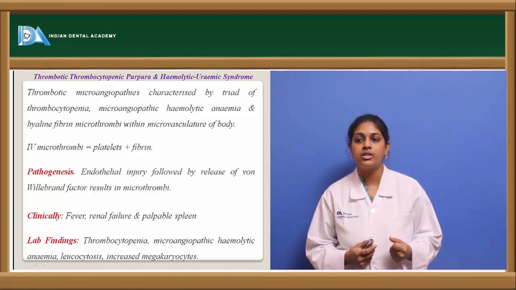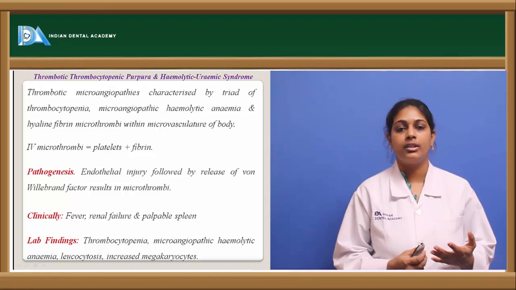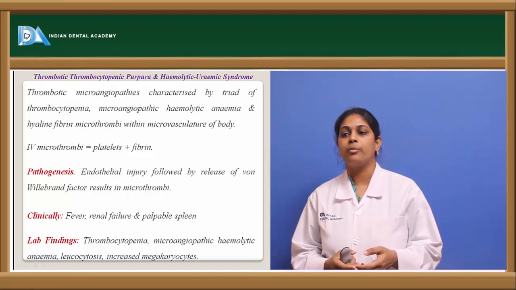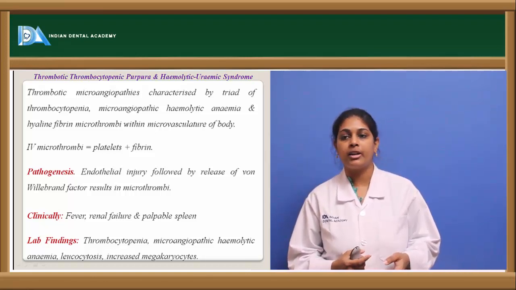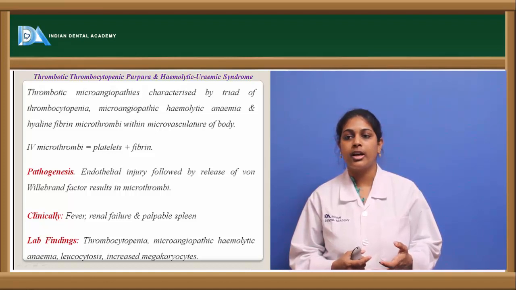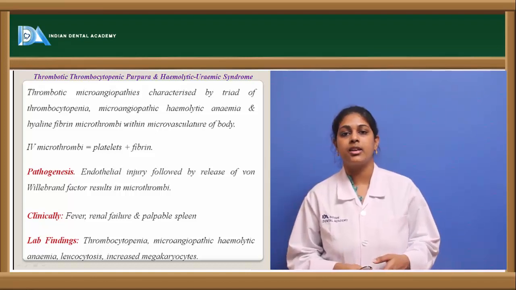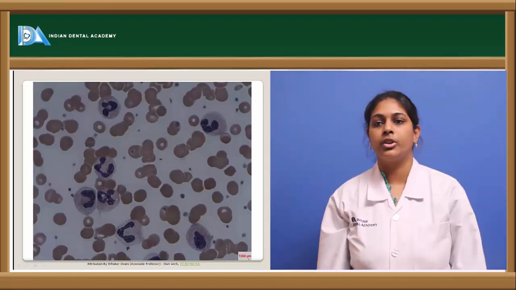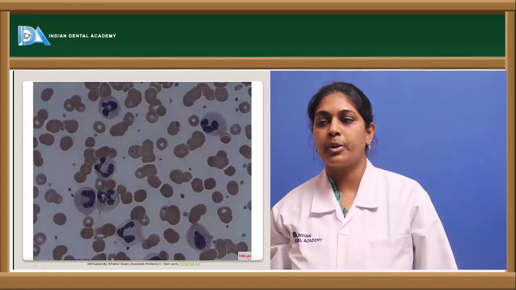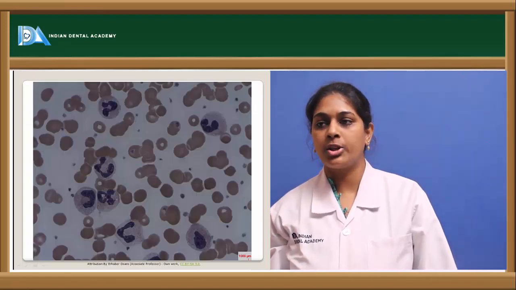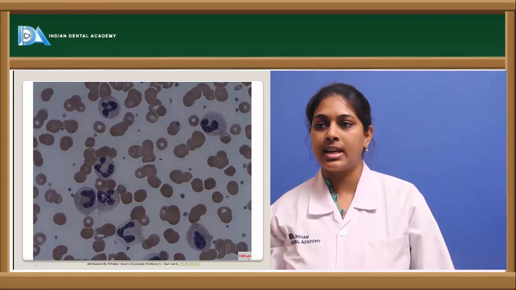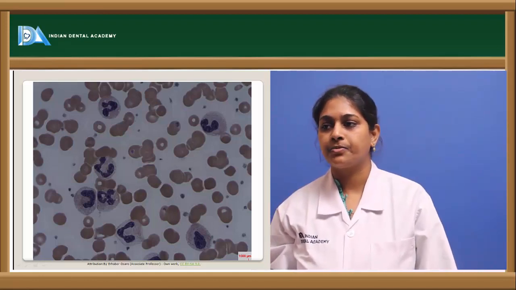On laboratory examination, that is in peripheral blood examination, patients show a reduction in the platelet count, that is thrombocytopenia. Other than that, a patient might show microangiopathic hemolytic anemia, leukocytosis, that is an increase in the leukocyte count, and increased megakaryocytes. There is a picture showing the platelet count in cases of thrombocytopenic purpura, showing rouleaux formation as well as the presence of certain neutrophils, and there are only a few platelets present, which are stained dark blue in color.